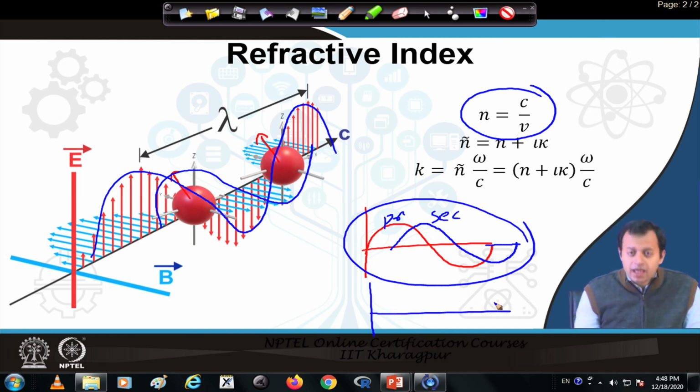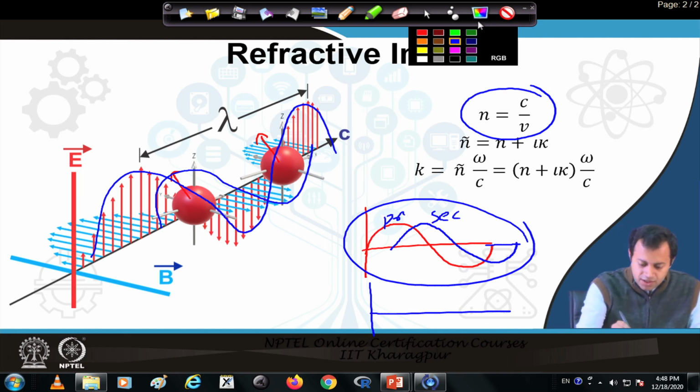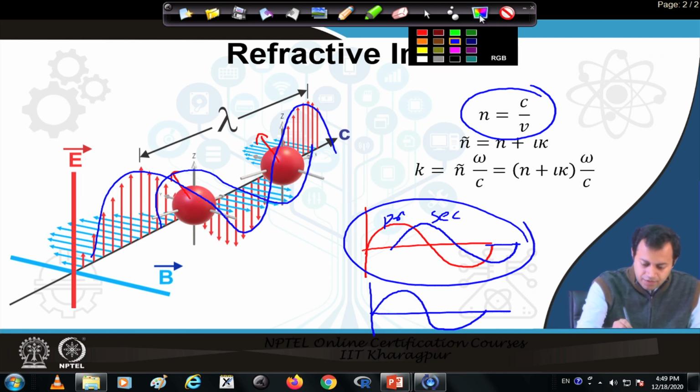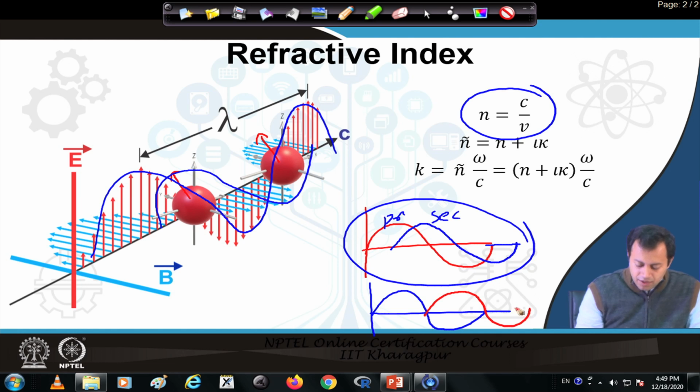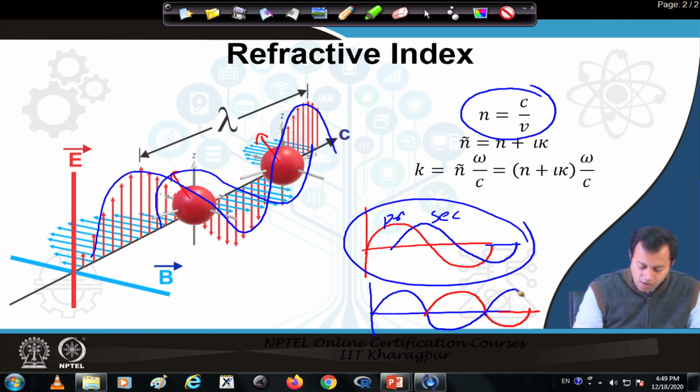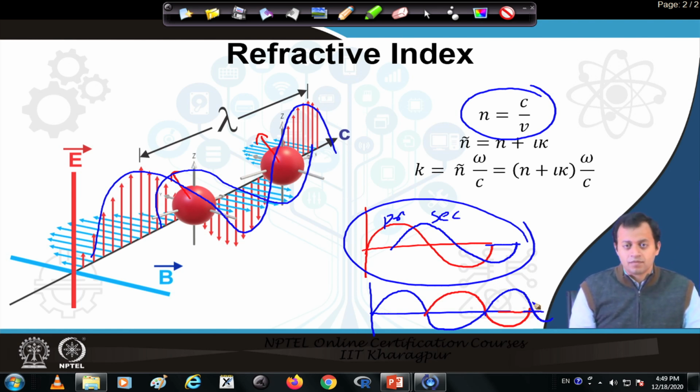Now, suppose an interesting phenomenon comes out of this. Suppose you have an original wave like this, and you have a secondary wave like this (180° phase difference). What do you think might happen? They can simply cancel each other out, you know, crest and trough. So, if the electric field gets cancelled out, do you think the light can propagate?